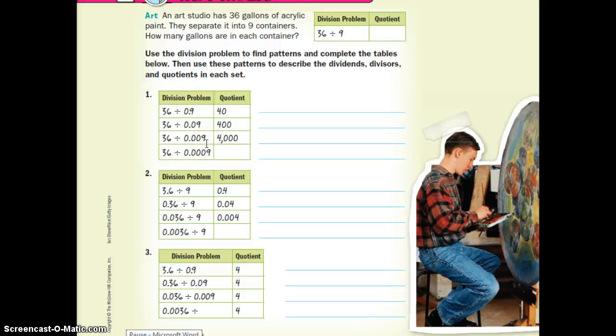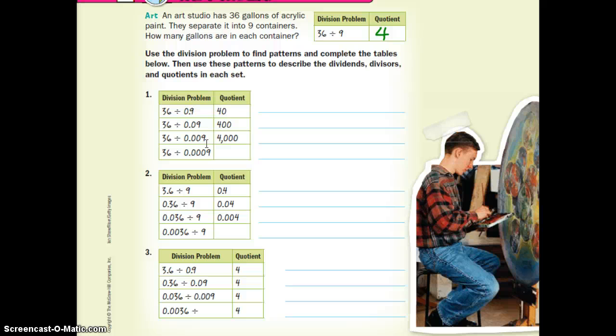In the real world link, we're looking at cascading decimals. Art City has 36 gallons of acrylic paint. They separate into 9 containers. How many gallons are in each container? We know the answer is 4. Now, what we're going to do is keep moving the decimal one place.